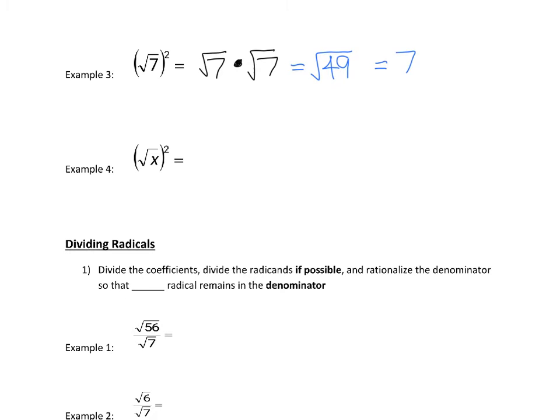Next one. The square root of x times the square root of x. Well, square root of x times square root of x would be square root of x squared. And we hopefully know that square roots and squares cancel each other out. So again, you would end up with just x.